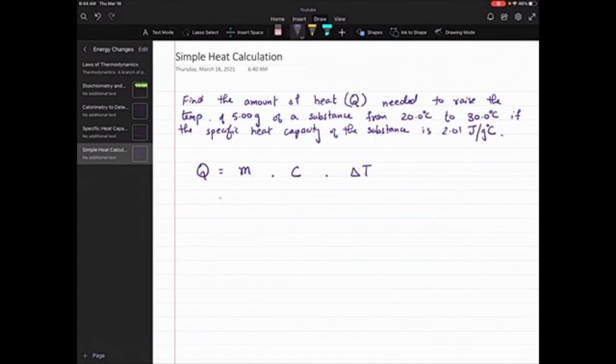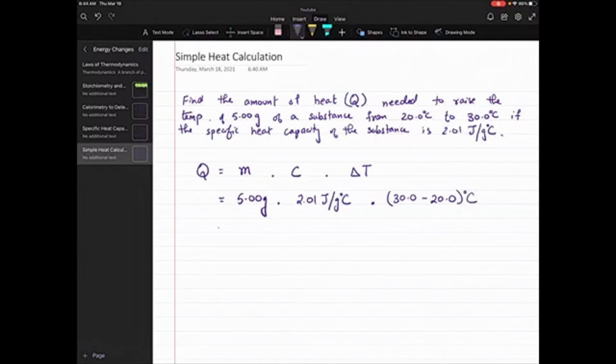And to find the change in temperature, we have to take the final temperature and subtract the initial temperature. So to find this Q now, I can plug in all the values. I have 5.00 grams of the substance. I don't know what the substance is, but that is not important because we have the specific heat capacity already. The specific heat capacity was 2.01 joules per gram degrees Celsius. So now we have that as well plugged in, and times a change in temperature, which is 30 minus 20. So this is 30.0 degrees Celsius minus 20.0 degrees Celsius.